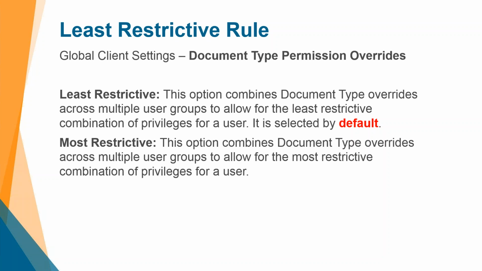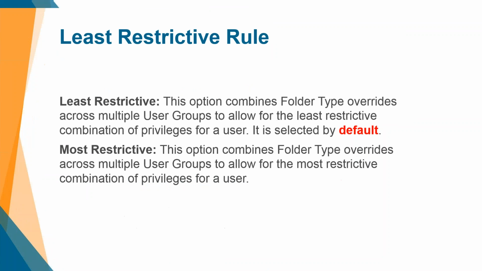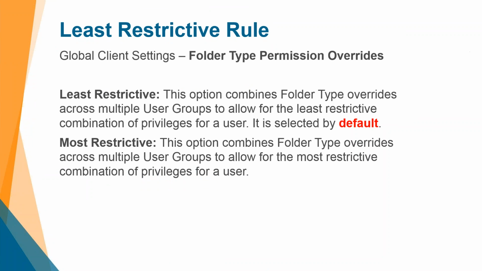Correct. And if someone changed it, it can completely foo-bar your system. Right. So, thing to note though is that we are looking in global client settings, document type, permission overrides. Next, there's also global client settings, folder type permission overrides. So these look nearly the same.